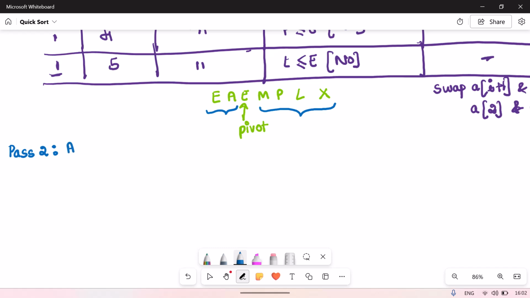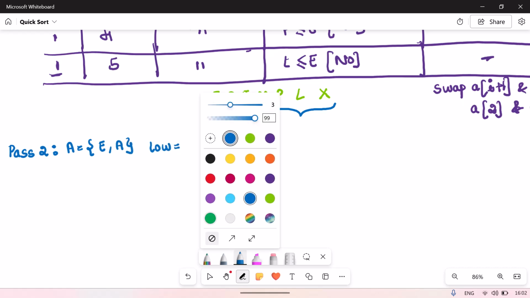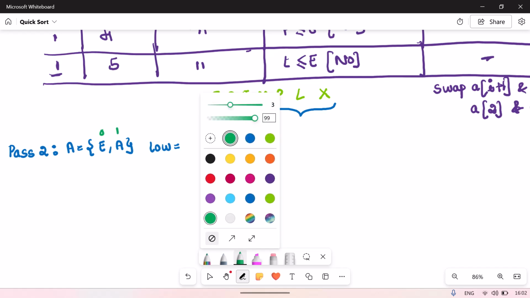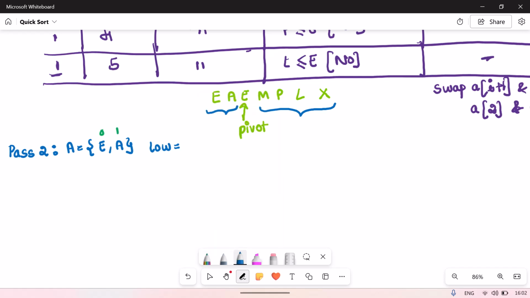So the array is now, I'll do the left part first, so E and A. Let me write low. So this is index 0 and 1. Now low is 0, high is 1, and the pivot is the last element, A. Correct? This is what you will do.